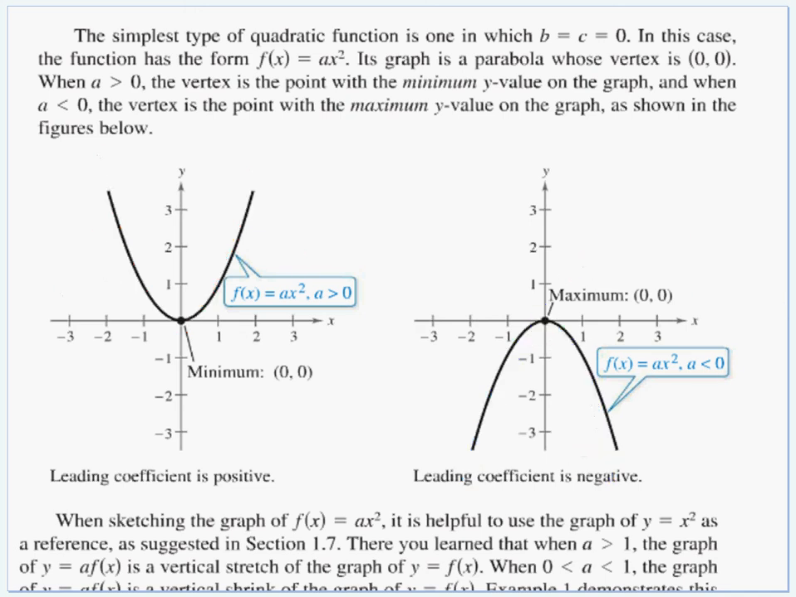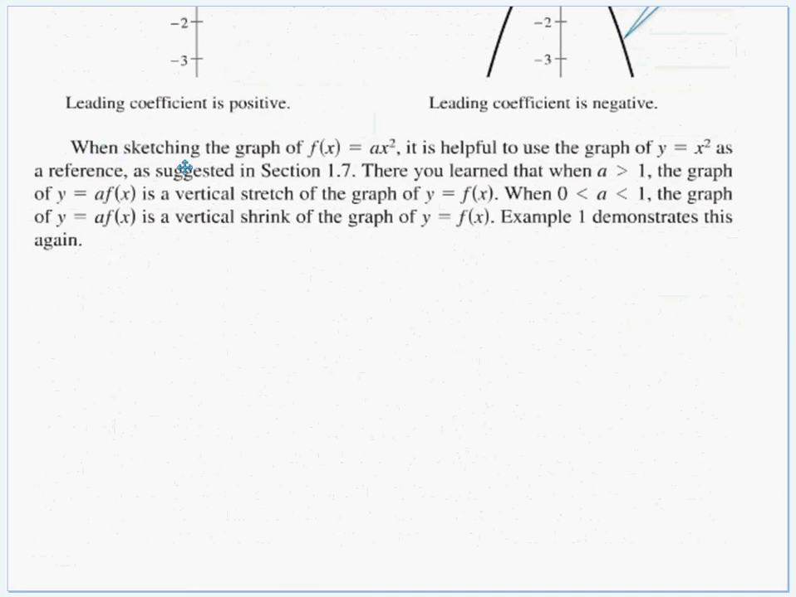And then the book says below the graphs, when sketching the graph of ax squared, it's helpful to use the graph of y equals x squared, or 1x squared, as a reference, as suggested in section 1.7. There you learned that when the a value is greater than 1, the graph of this will be a vertical stretch, and when the a value is a fraction between 0 and 1, it will be a vertical shrink. And we'll see that here in example 1.